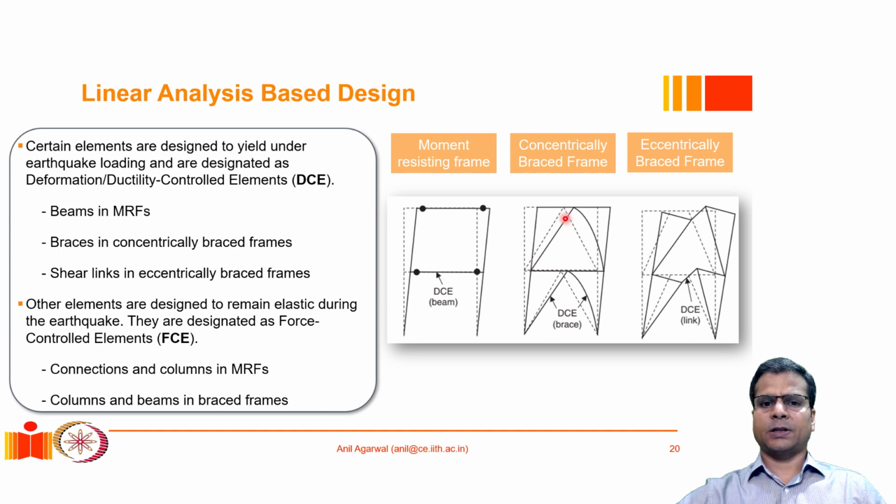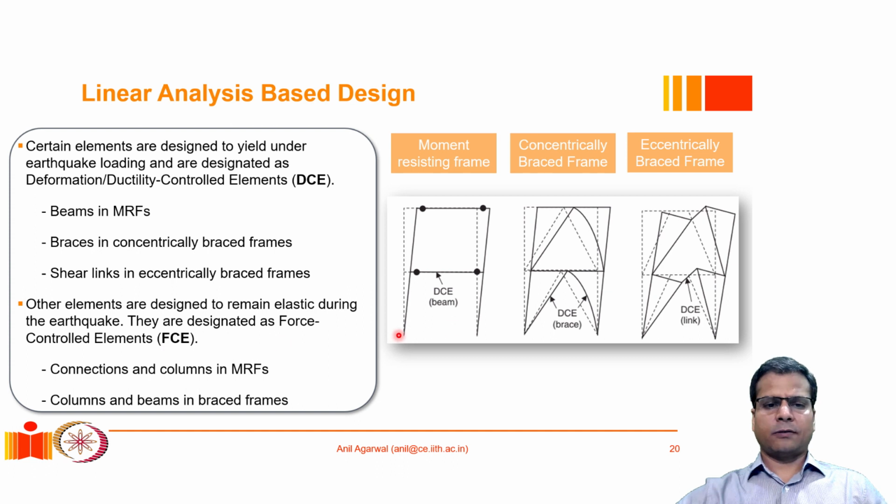So braces are expected to plasticize and absorb that energy. Okay. In an eccentrically braced frame, the braces and the beams and the column are supposed to remain linear. They are not supposed to plasticize. It is the shear link, the portion of the beam which is loaded eccentrically, that is expected to plasticize and dissipate most of the energy that is coming into the system. So these components which are supposed to take plastic deformations are known as ductility controlled elements. So they are listed here.